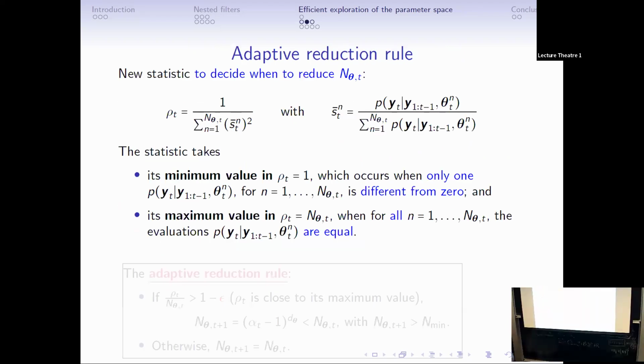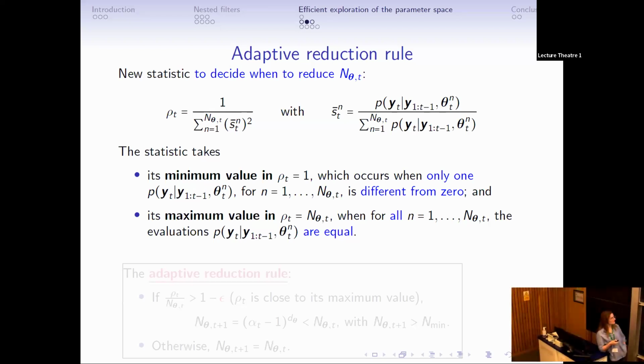What can we look at to know when it is a good moment to change alpha? We came up with this statistic that is based on the likelihood of theta, that probably many of you will recognize as something like the effective sample size, very similar, if not the same, but we interpret it a bit differently.